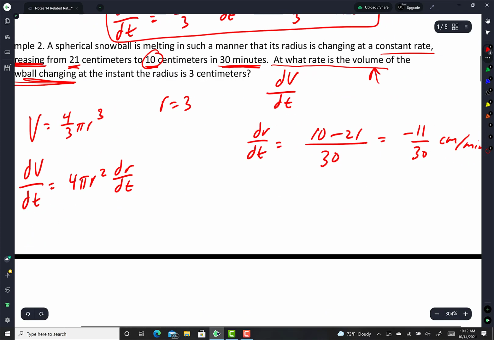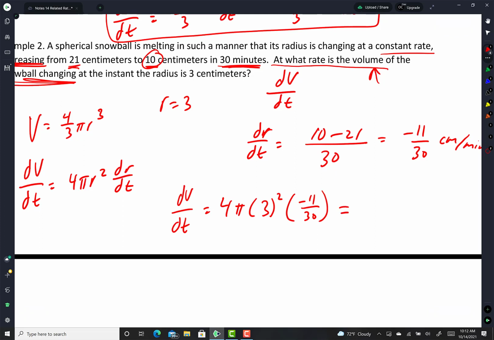So let's see. My dV, that's dr/dt, by the way. My dV/dt is equal to 4 times pi times 3 squared times negative 11 over 30. And if you multiply all the units, I think it's going to be cubic centimeters per minute, which is fine. That's the units we want. Let's see. 3 squared is 9. 9 times 4 is 36. 36 times 11, I don't know.